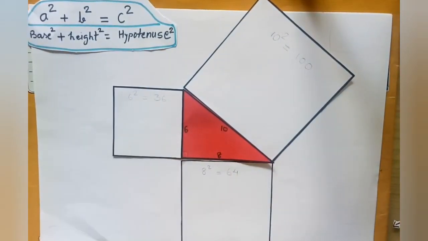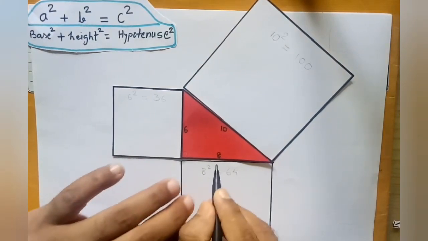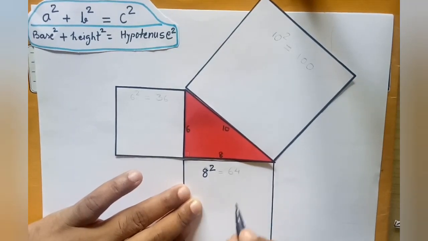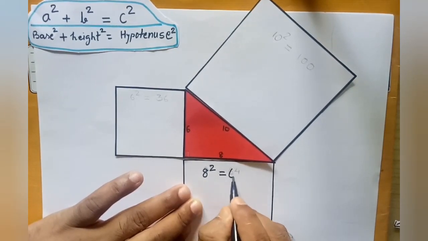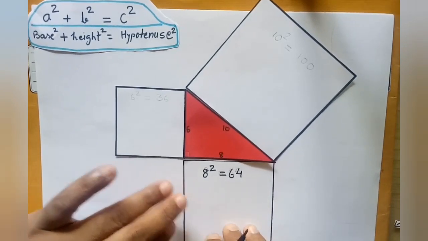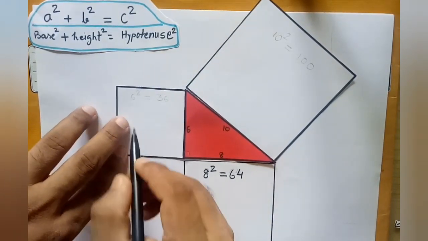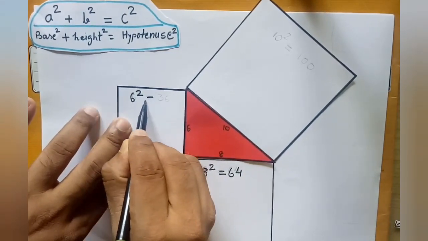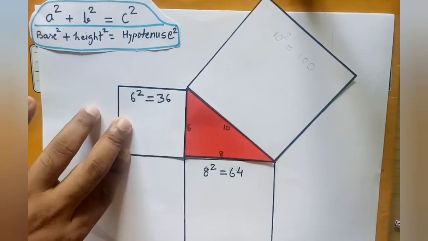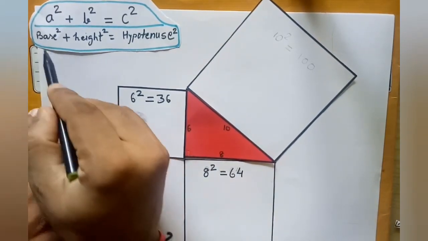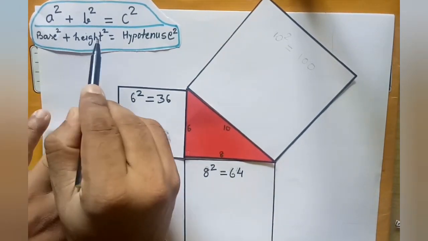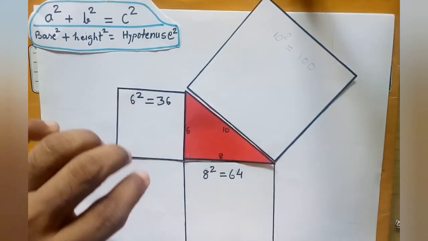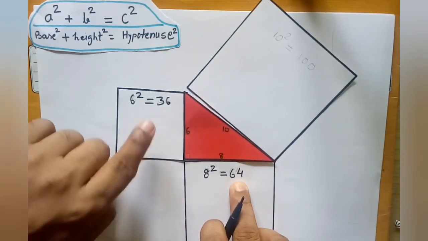Now as you can see, this is 6, 8, and this is 8 square. If you take this 8 square, it comes to 64. If you take the 6 and square it, you get 36 here. What we have to do is add the square of the base and the square of the height. If I add these two, I should get the square of the hypotenuse. So let's add 64 with 36.